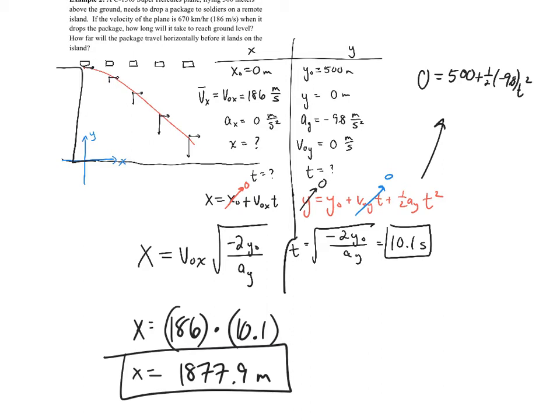I was just going to say, I rounded to 3.1, but I got 1878.6. Yeah. You got 1878.6 when you rounded to 10.1?